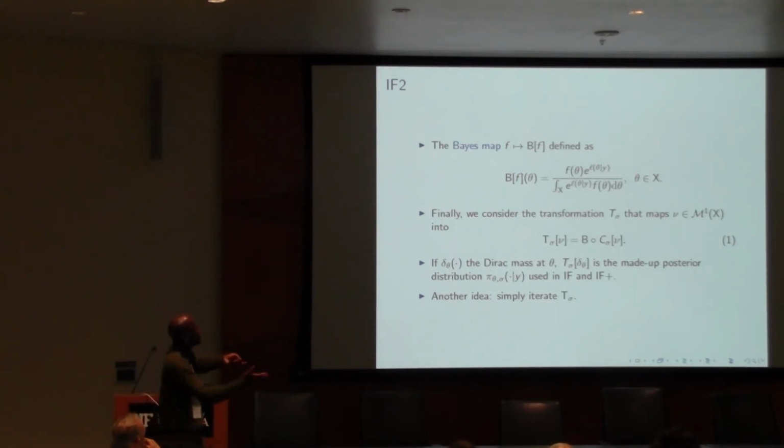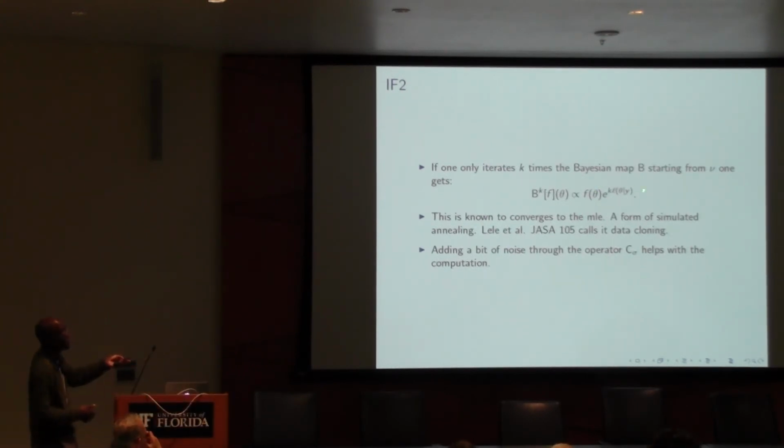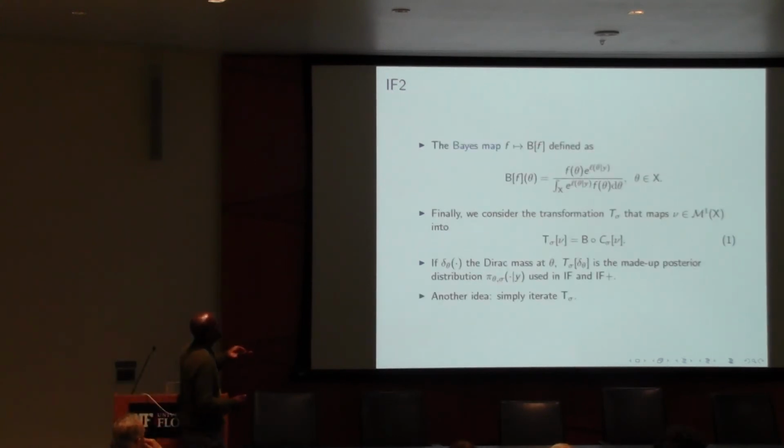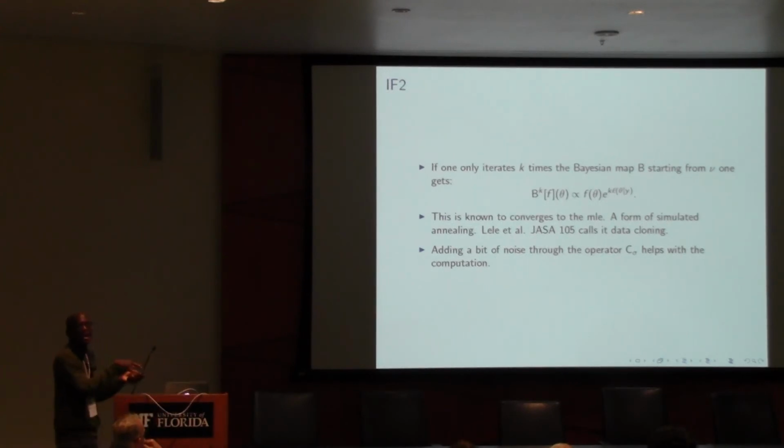Of course, that means that after k iterations, I get my posterior to be something like this. You can show that this is some sort of simulated annealing, and it actually converges, as k increases, to a point mass at the MLE. It was explored in this JASA paper, and they call it data cloning.